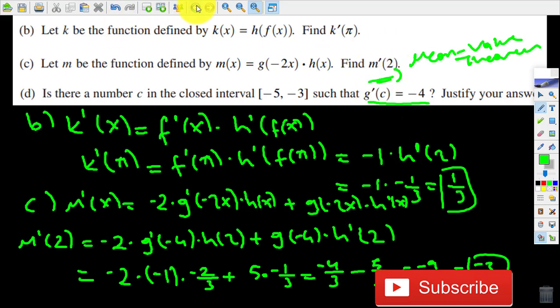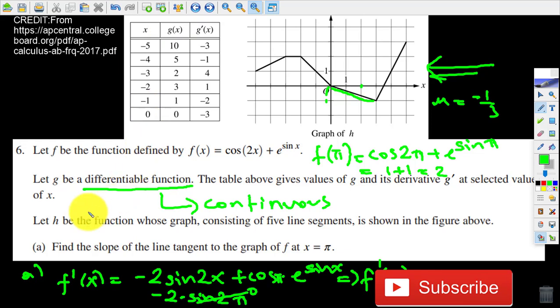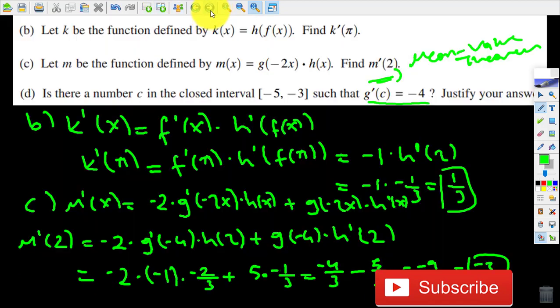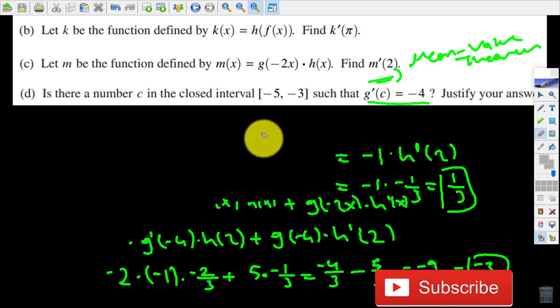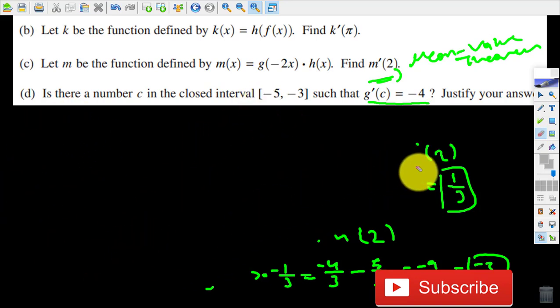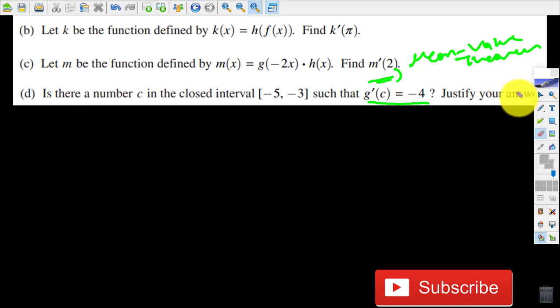So in order to figure that out, we're going to go back to the previous slide. In the previous slide, it says that let g be a differentiable function. So we know that if a function is differentiable at a specific point, it is also continuous at that particular point. So since we verified that g is continuous, now we can apply the mean value theorem over this specific interval. So let's remember the mean value theorem.